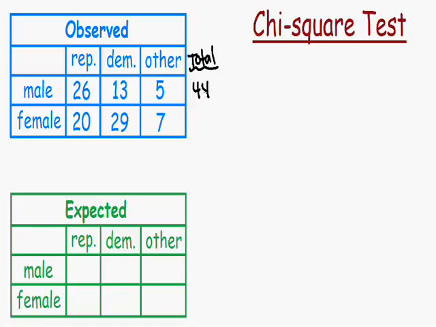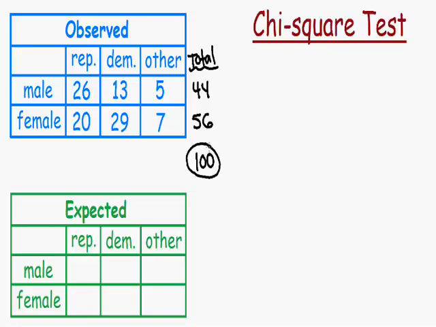So now let's do the same thing for females. How many females do we have? Well, we have 20 female Republicans, we have 29 female Democrats, and we have 7 other females. And if we add all these together, 20 plus 29 is 49. 49 plus 7 is equal to 56. So we have 56 total females. So if we add the males and the females together, 44 plus 56 is equal to 100. We have 100 total people that we observed in the study.